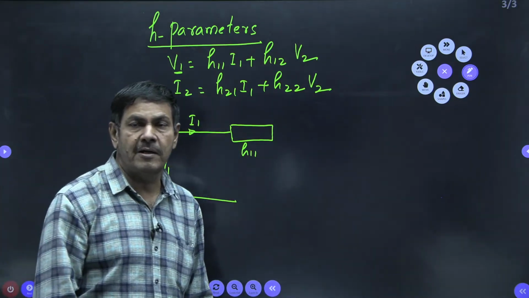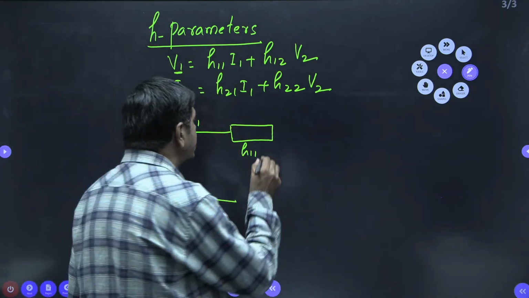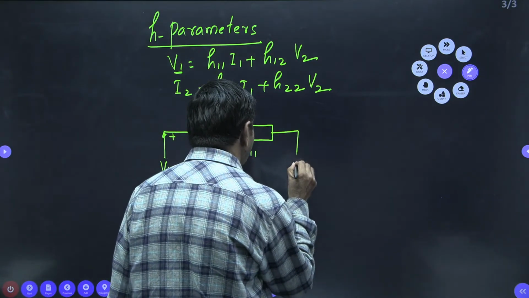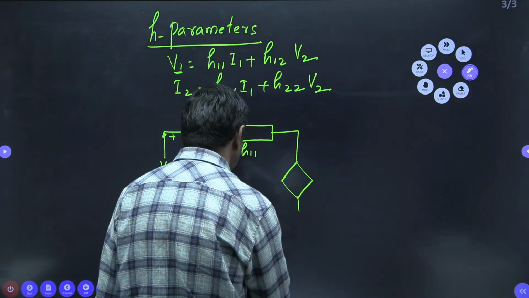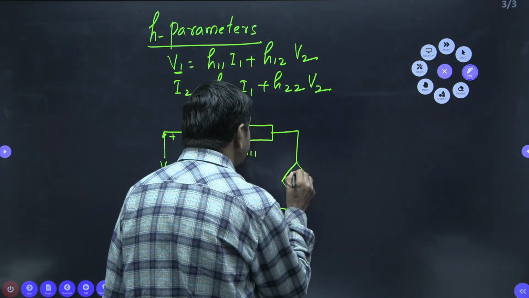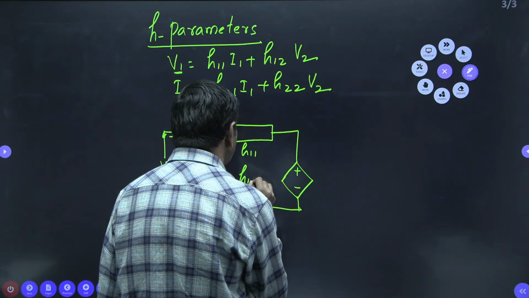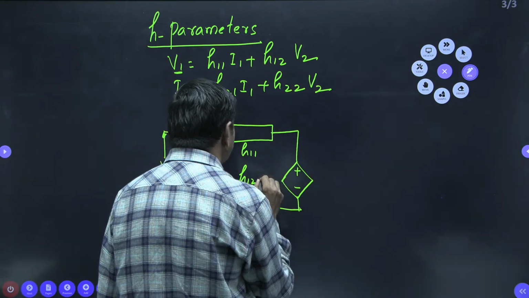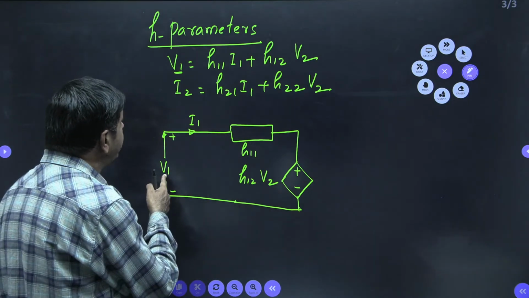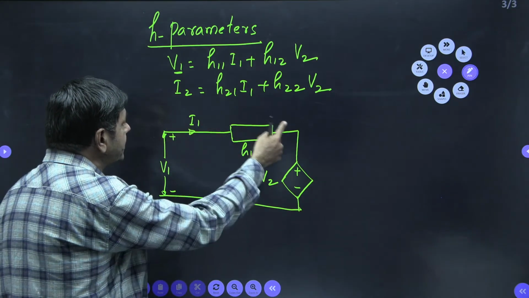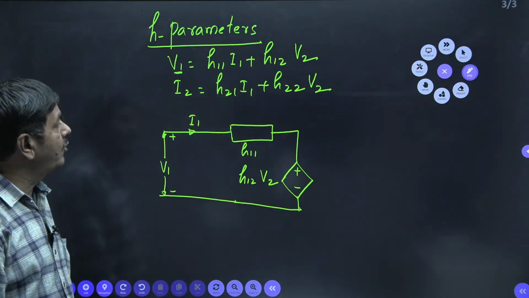If it depends upon an output parameter, we can draw a dependent source in the network. I can draw the dependent source like this, with plus and minus, and put H12 into V2 here. Now whenever you apply KVL, V1 equals H11 into I1 plus H12 into V2. Yes, we are getting that.